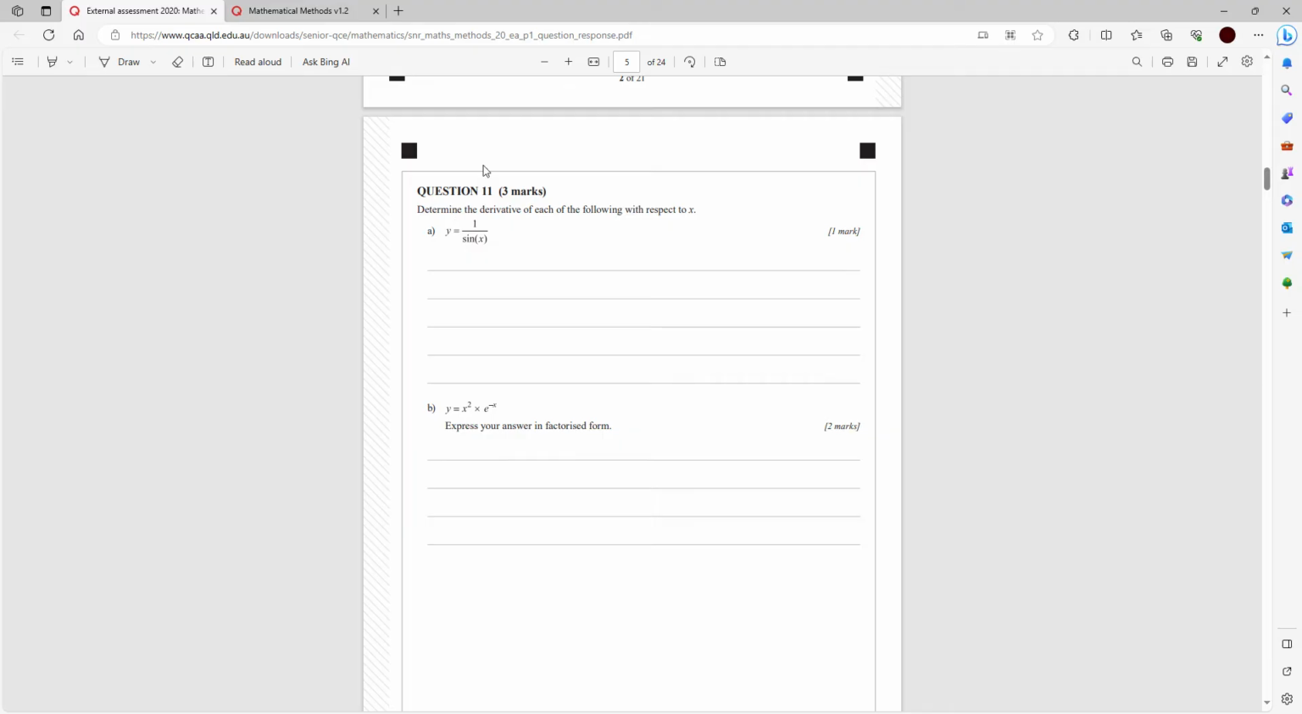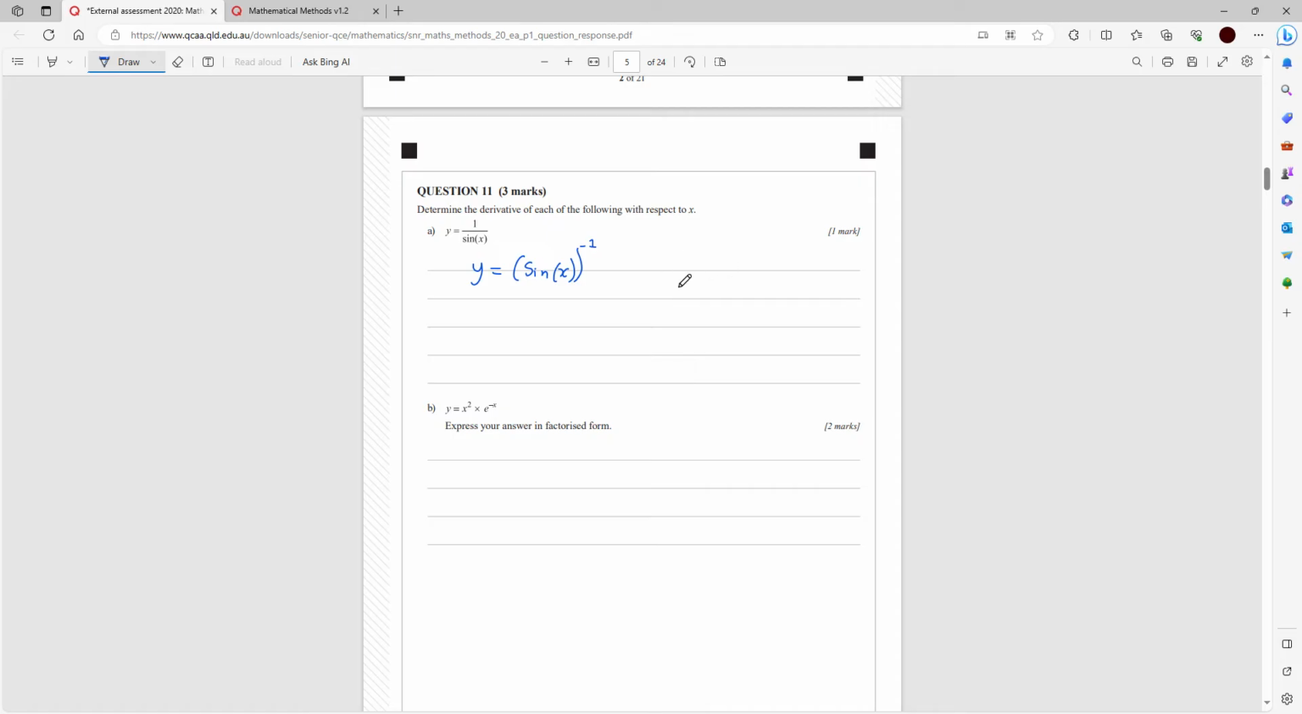So determine the derivative of the following with respect to x. So that's pretty much this and this here. The total is 3 marks over 2 questions here. So here, let's just rearrange this so it's much easier to do. You can use the quotient rule or the chain rule. Personally, I'm going to use the chain rule because you can rewrite this function like this: you can have sine x to the power of -1. And then straight away we can differentiate that using the chain rule.